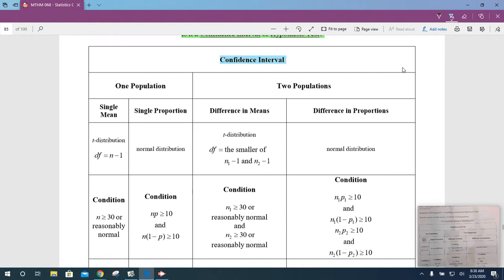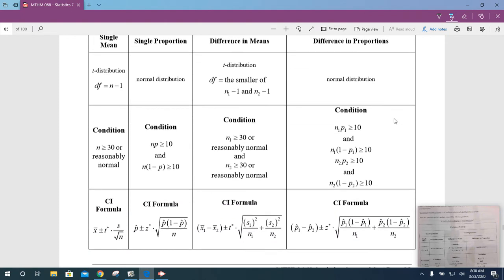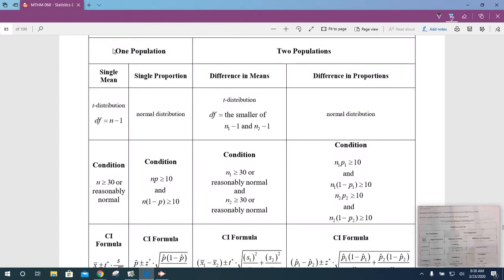And in a confidence interval, this particular piece of paper here shows us there's a clear difference between one population and two populations. And all of this is meaningful information and goes from a single mean to a single proportion, and a difference in means and a difference in proportions.